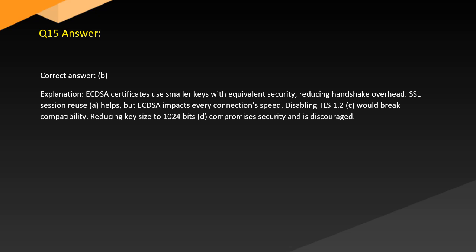Answer. Correct answer: B. Explanation. ECC certificates use smaller keys with equivalent security, reducing handshake overhead. SSL session reuse (A) helps, but ECC impacts every connection's speed. Disabling TLS 1.2 (C) would break compatibility. Reducing key size to 1024 bits (D) compromises security and is discouraged.